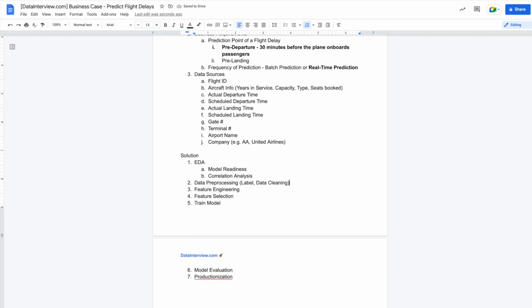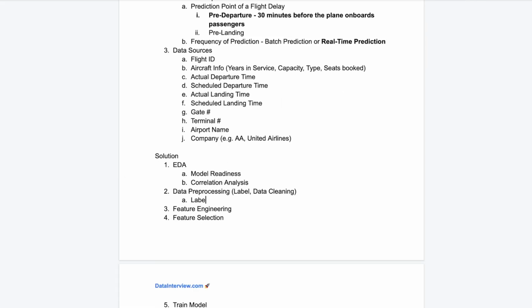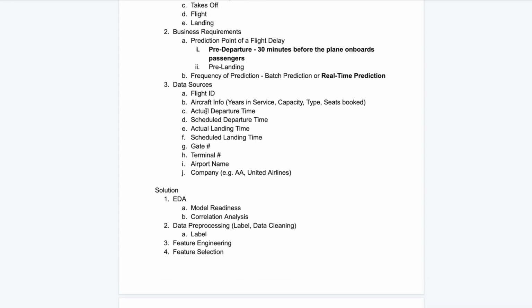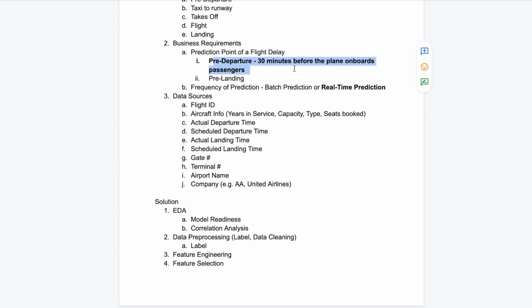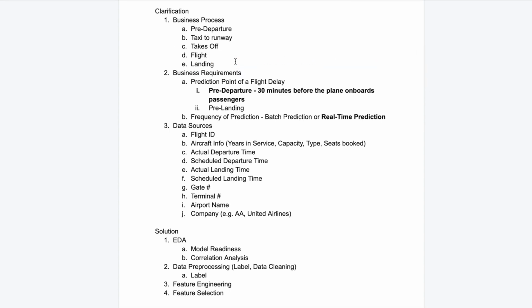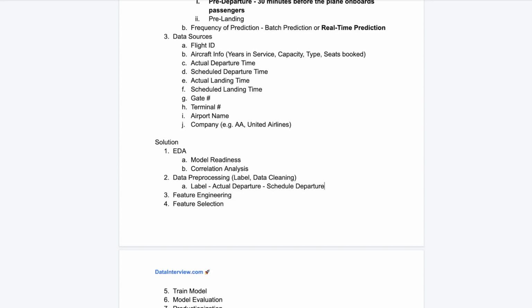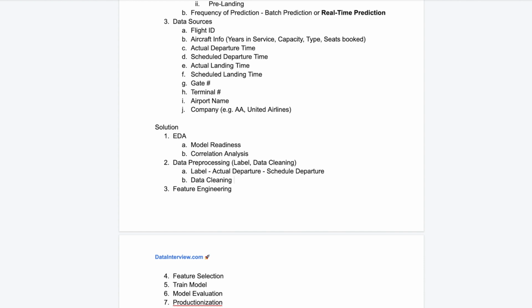Now the next thing I'll think about is the data pre-processing. So this is when I need to create the labels. So I don't have the labels right off the bat. Now what we care about is the delay of the actual departure time. So the label is going to be generated from the delta between the actual departure time minus the scheduled departure time. And the next thing I want to do is the data cleaning. So in the data cleaning stage, I'm basically looking at any sort of outliers or missing values on the labels, but I'm also looking at the data quality in terms of the missing values and the distributions across all of the potential signals that would be incorporated in the model.